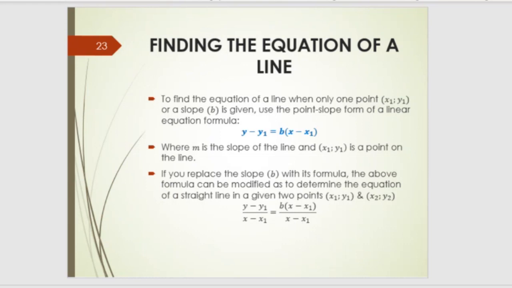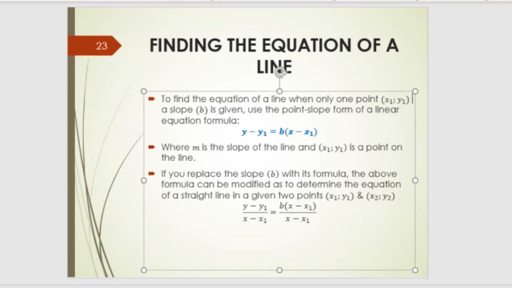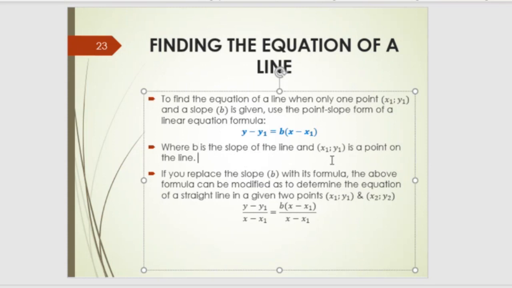So how do we find the equation of a line given a point? To find the equation of a line when one point, let's say x1 and y1, and a slope b is given, use the point-slope form of a linear equation formula: y minus y1 equals b into x minus x1, where b, because it's not m, is the slope of the line, and x1, y1 is a point on the line. So those will be just a point that will be chosen on the line.